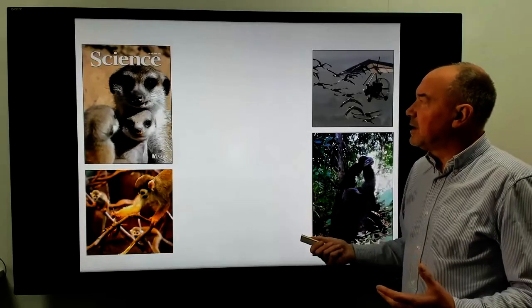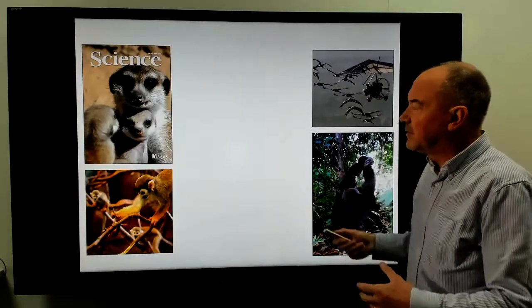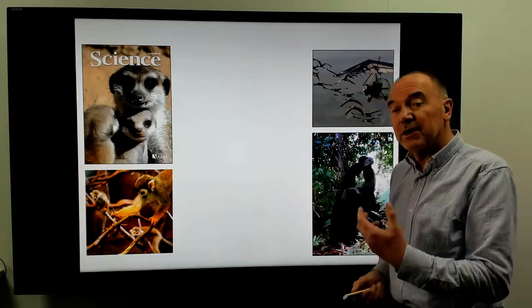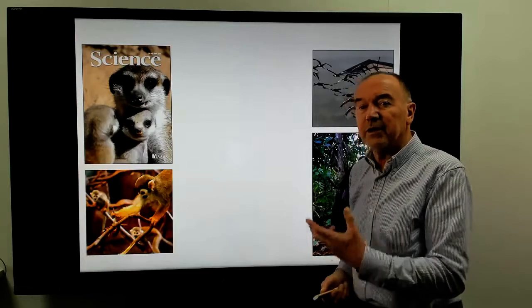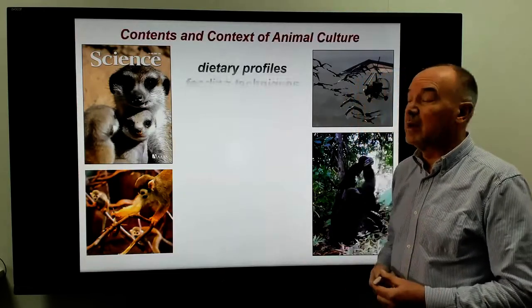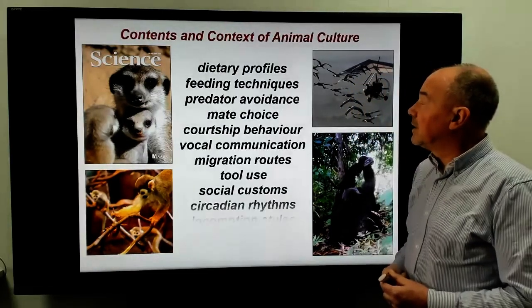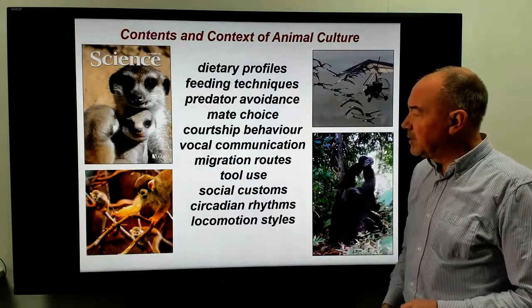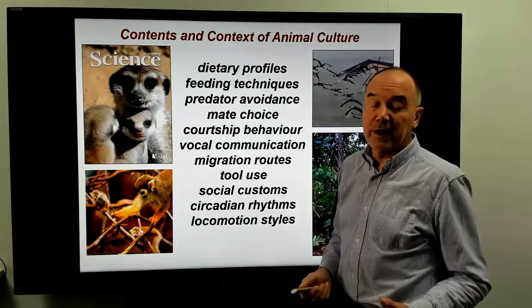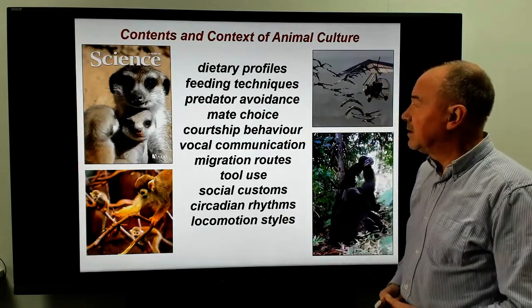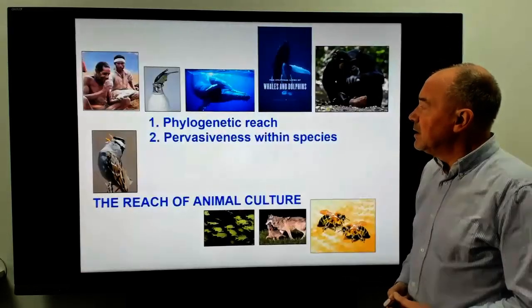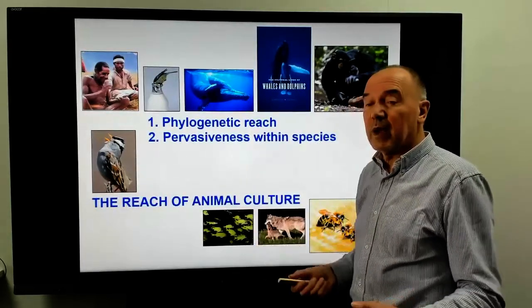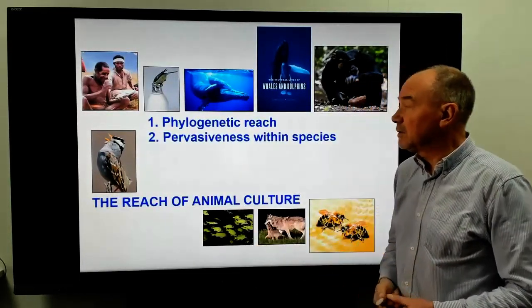I can't go through similar kinds of stories for lots of different species, but I'll just put up this one slide, a list of all the contexts and contents of culture that various studies, observational and experimental, have identified social learning as playing a part in. And you can see it's pretty much most aspects of behaviour that have been studied in animals. So, a pervasiveness within species through their lifetimes perhaps, and across very different functional contexts.